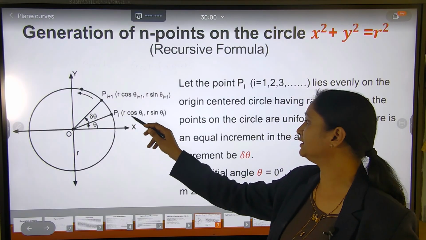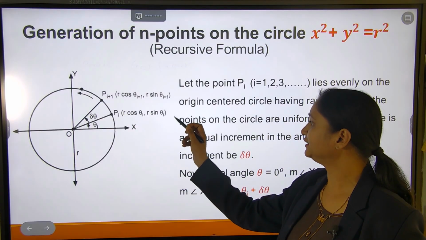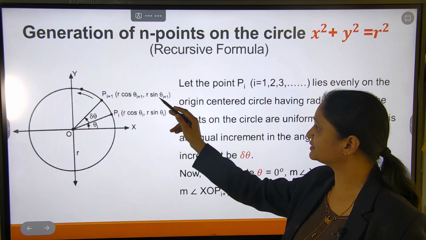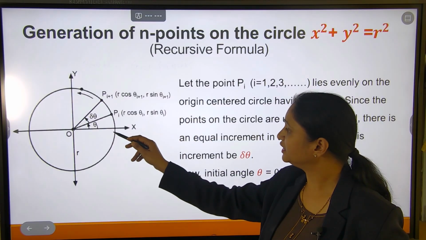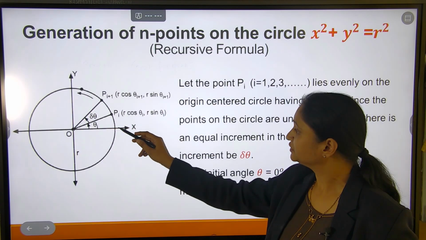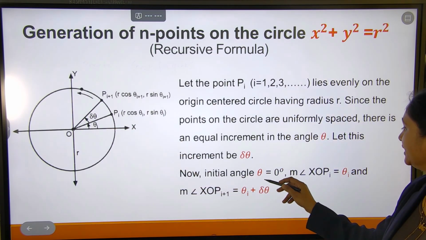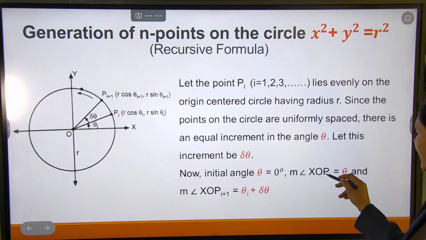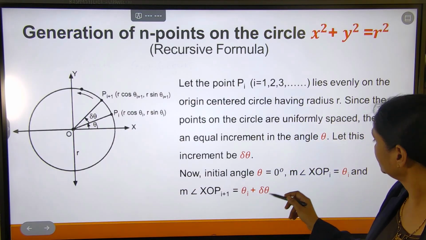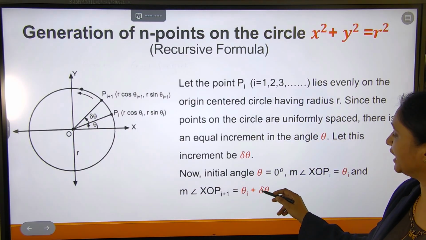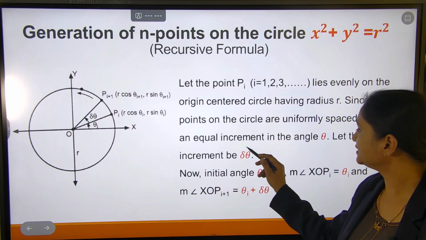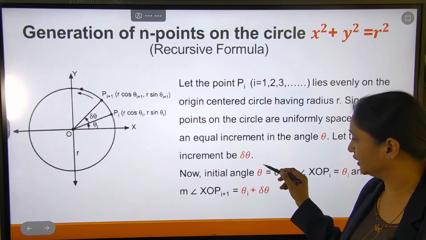Suppose this is the ith point, this is the I plus 1th point. So Pi has the coordinates r cos theta I and r sin theta I. Then Pi plus 1 has the coordinates r cos theta I plus 1, r sin theta I plus 1. Here the initial angle is 0 and there is an equal increment by delta theta. So the initial angle theta is equal to 0 degree, the measure of angle XOPi is theta I, and the measure of angle XOPi plus 1 is equal to theta I plus delta theta. That means there is an equal increment in the angle theta, given by delta theta.